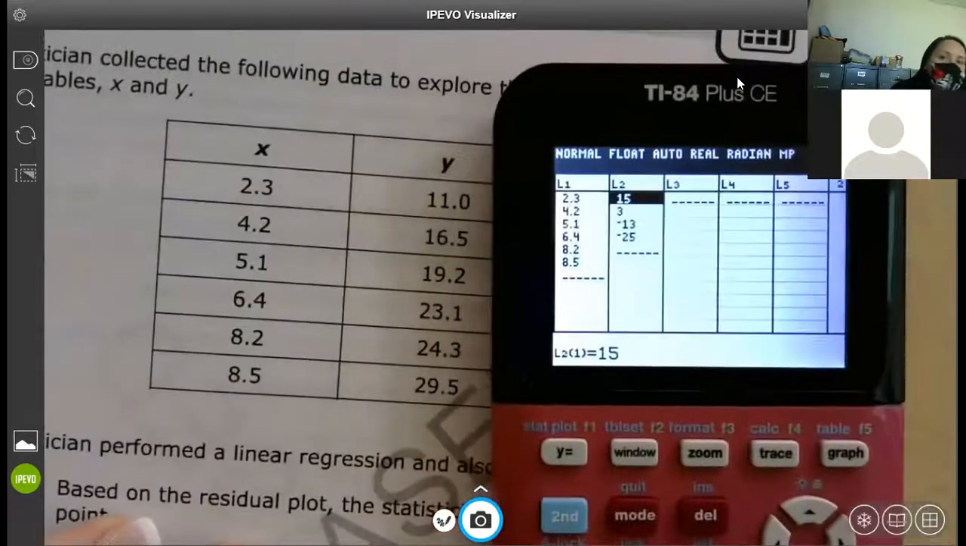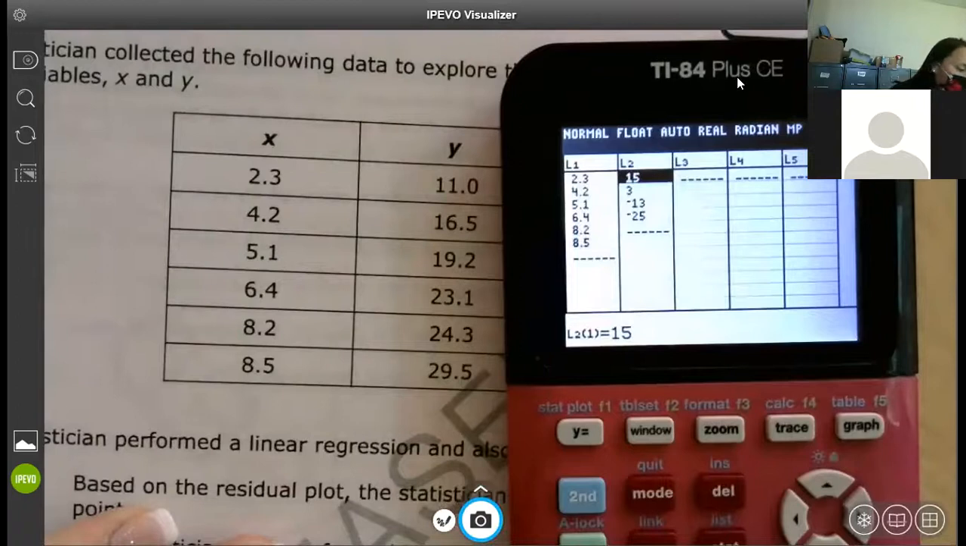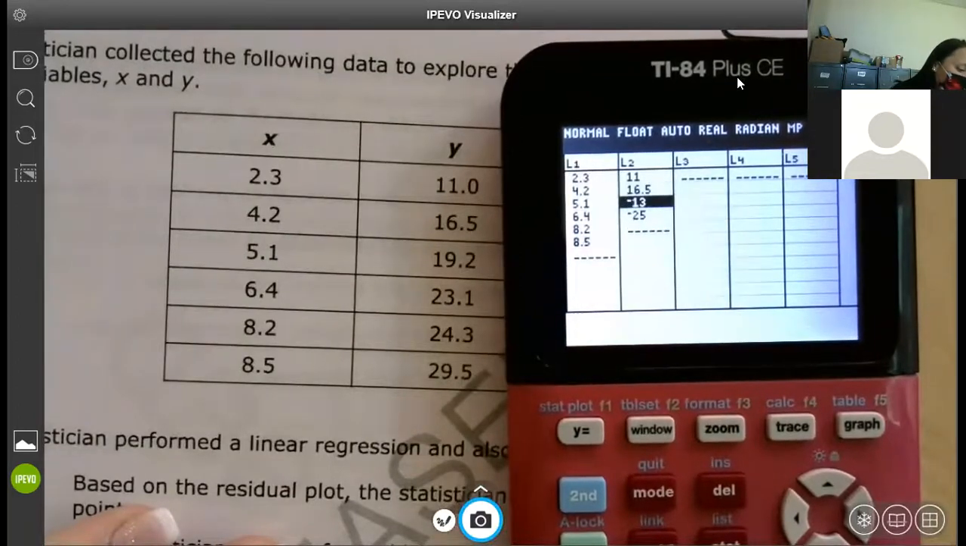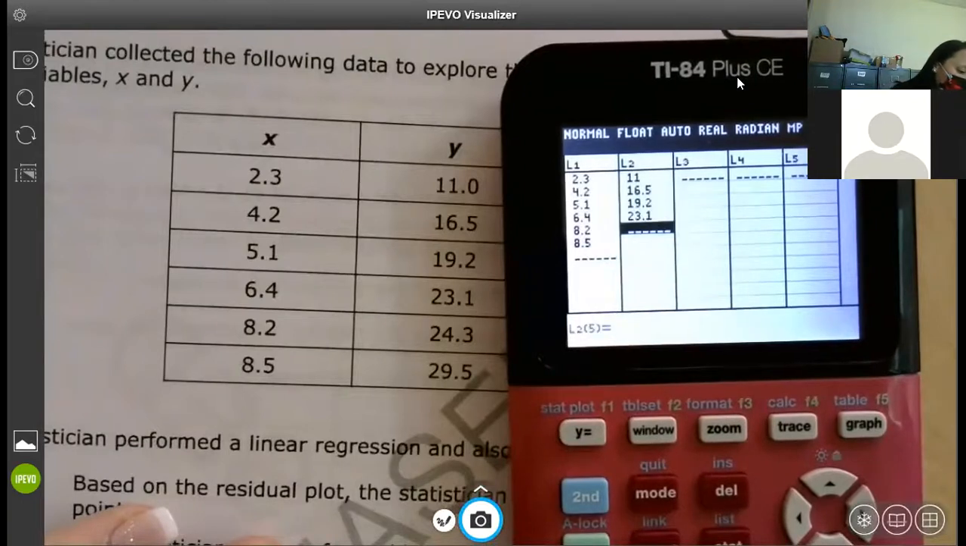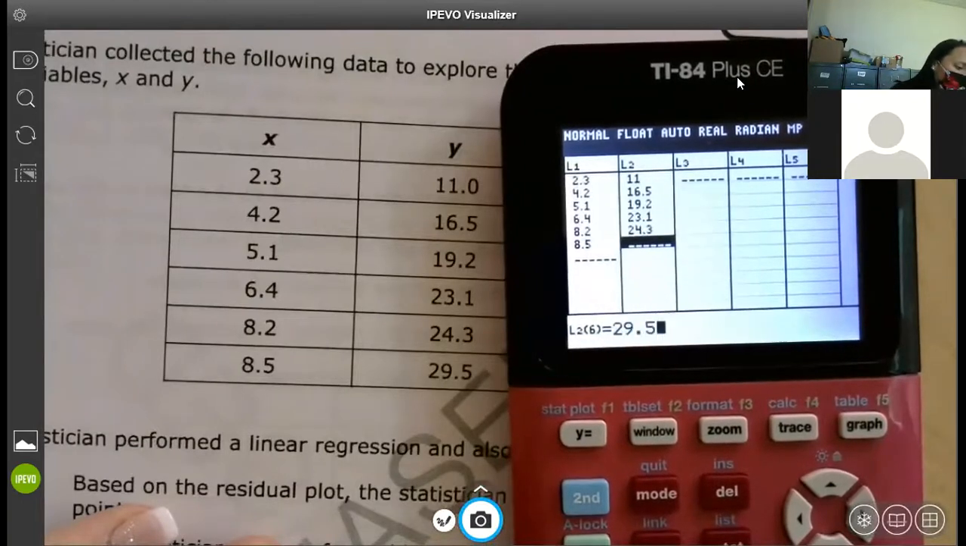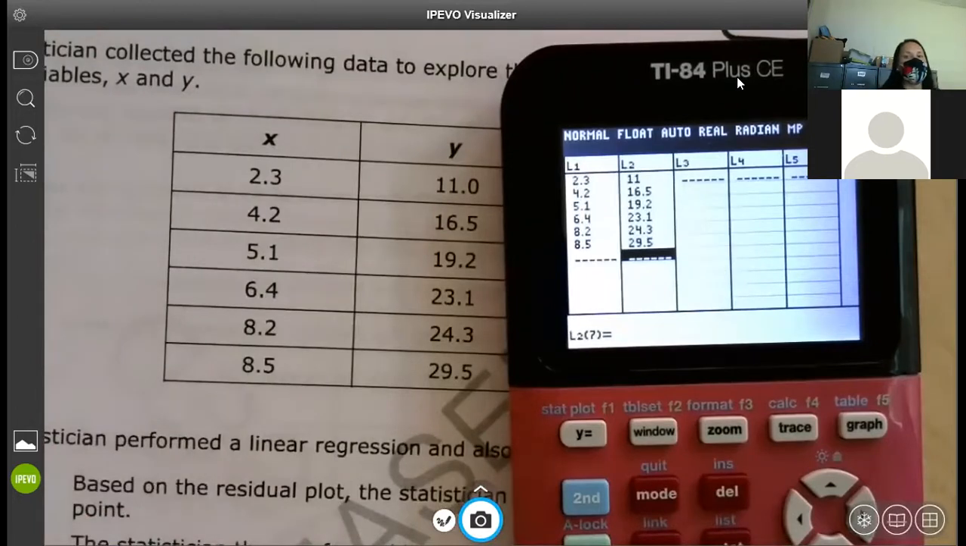Okay. Then 11.0, 16.5, 19.2, 23.1, 24.3, 29.5. Once you get all of your numbers in, make sure you go back and kind of check them so that you didn't type anything in wrong. 2.3, 4.2, 5.1, 6.4, 8.2, 8.5, 11, 6.5, 19.2, 23.1, 24.3, and 29.5.